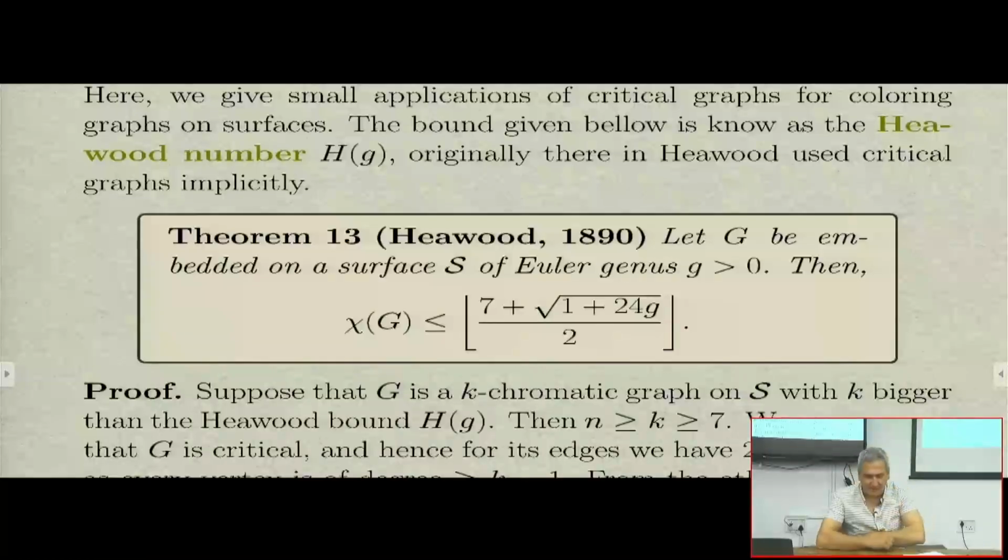1890 proved that if we have G embedded on a surface S with Euler genus bigger than 0, the sphere or the plane has Euler genus 0. The projective plane has Euler genus 1.